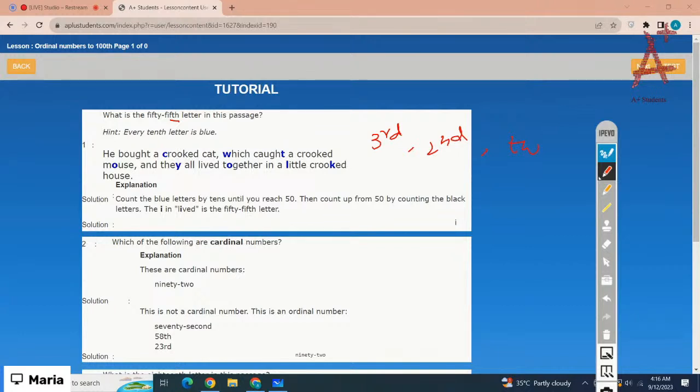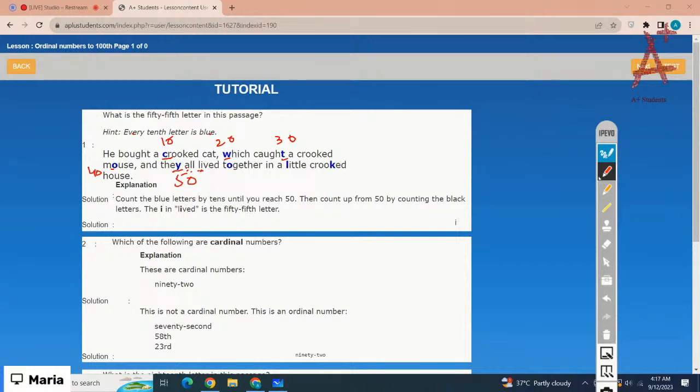So what is the 55th letter in the passage? You have to calculate the position, which is 55th. You have to find the letter that is on the 55th position. Every 10th letter is blue, right? So that would be at the 10th position, 20th, 30th, 40th position, and this is at the 50th position, right? You have to count 55th: 51, 52, 53, 54, 55. I is at the 55th position, right?